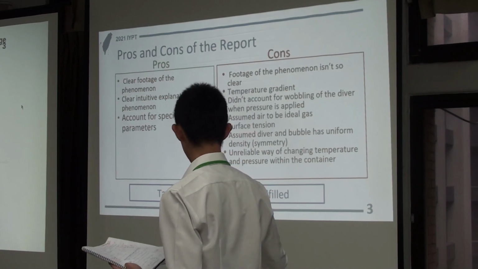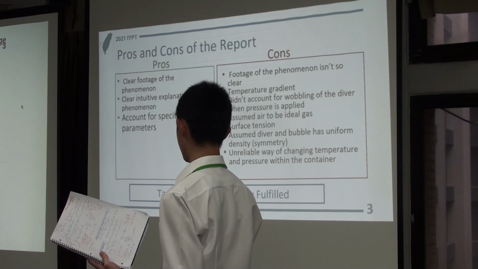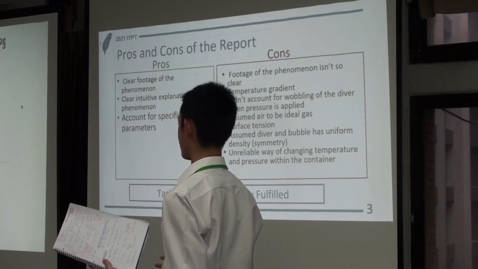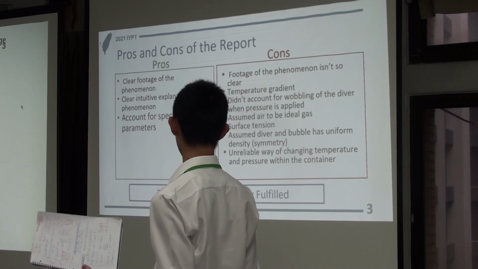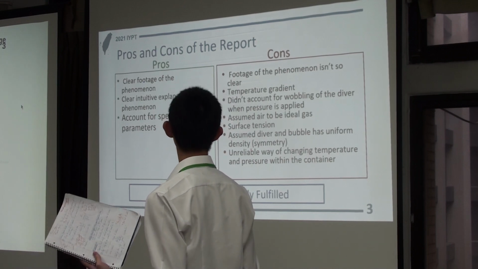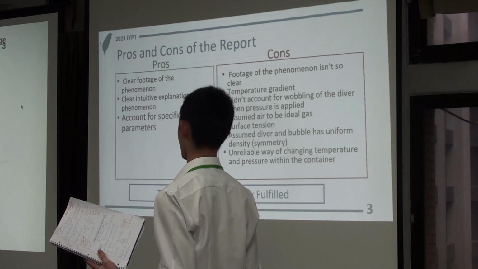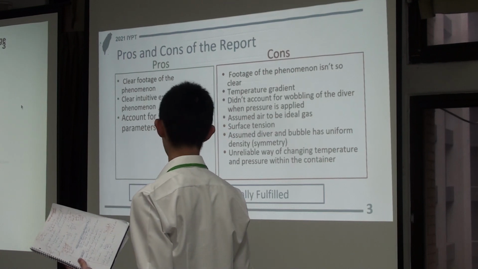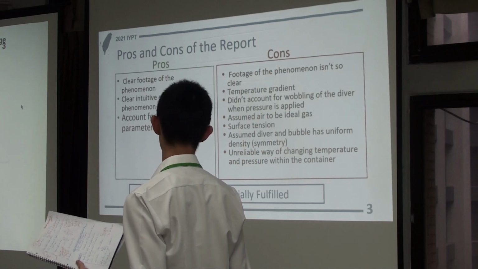I'm not sure whether by pushing or pumping, and I'm not sure how they made the diagram uniformly dense. I didn't know what material they made it from. It wasn't very clear, but I'll clarify that later. The next one is that they assumed the air to be an ideal gas. Fourth is the surface tension, because they mentioned that they started at the top, even though they said it was negligible. I would like to disagree with that.